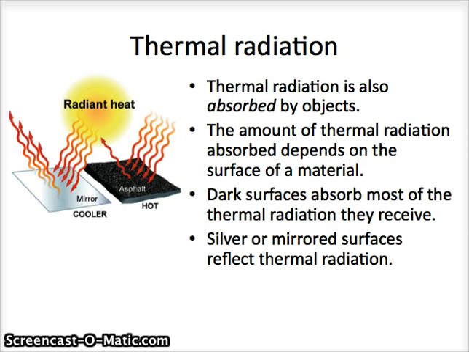Thermal radiation is also absorbed by objects. The amount of thermal radiation absorbed depends on the surface of the material. Dark surfaces absorb most of the thermal radiation they receive. Silver or mirrored surfaces reflect that thermal energy.